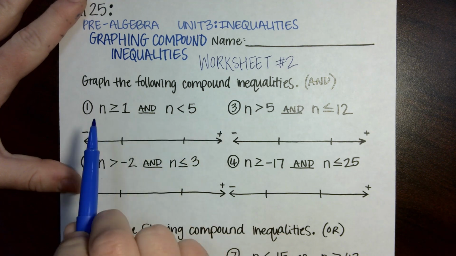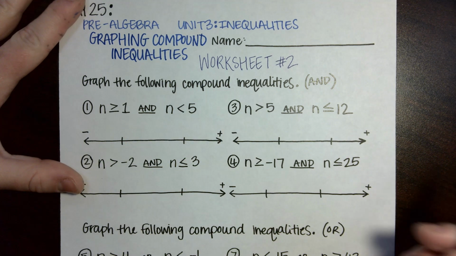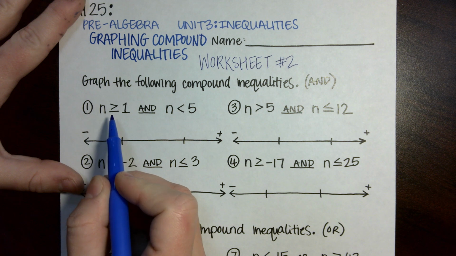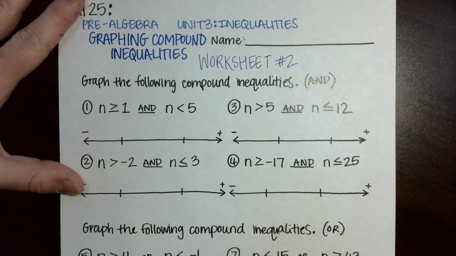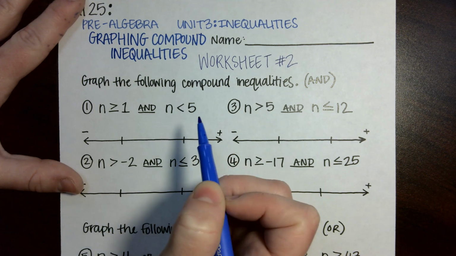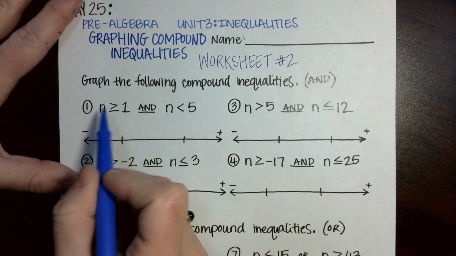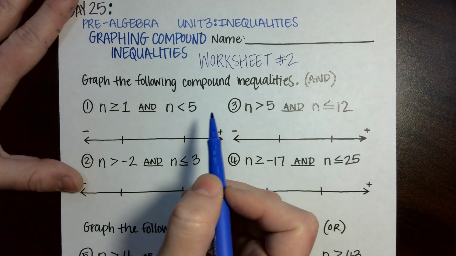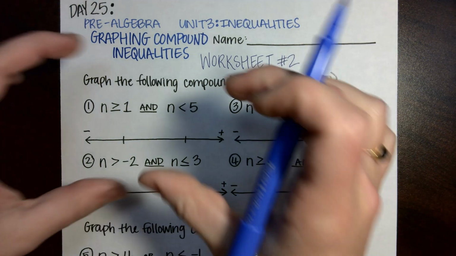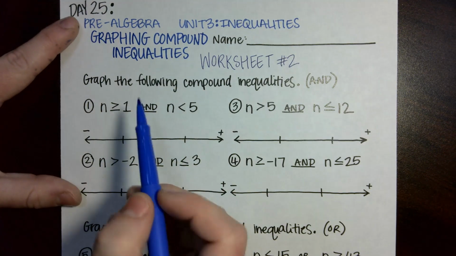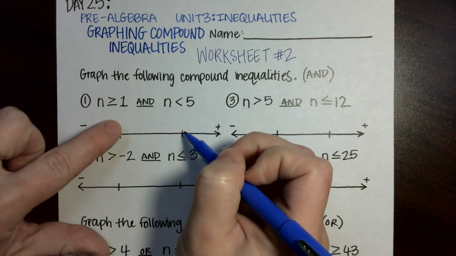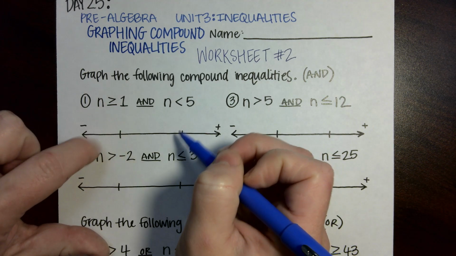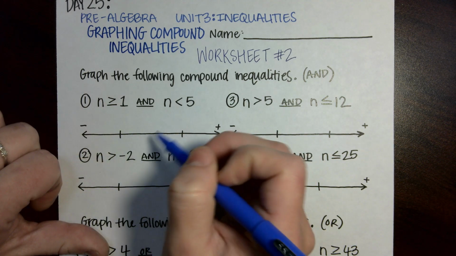N is greater than or equal to 1. Perfect. And what's the other half say? And N is less than 5. Perfect. So we have two different inequalities that are going to be included together. Anytime we have an AND inequality, we know that we're going to have two numbers circled and it's going to be shaded in the middle.